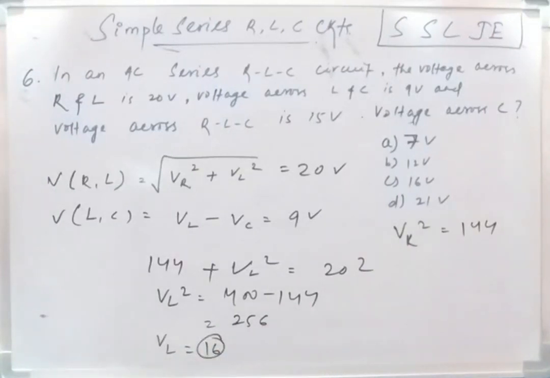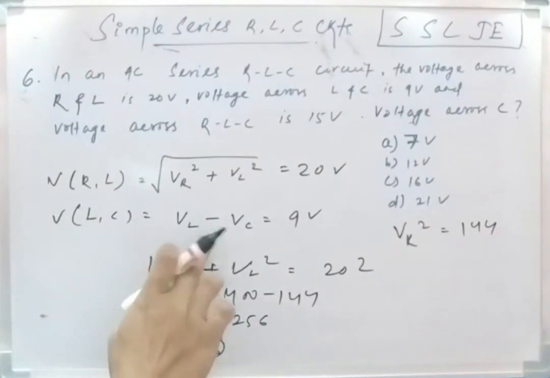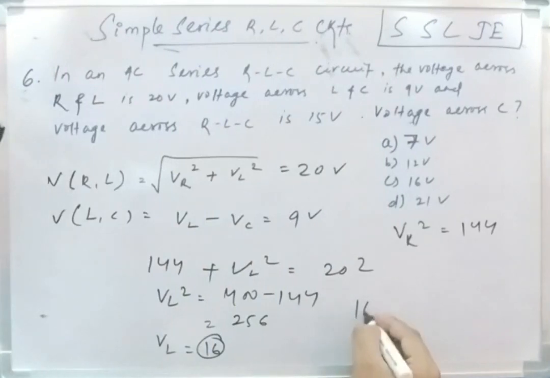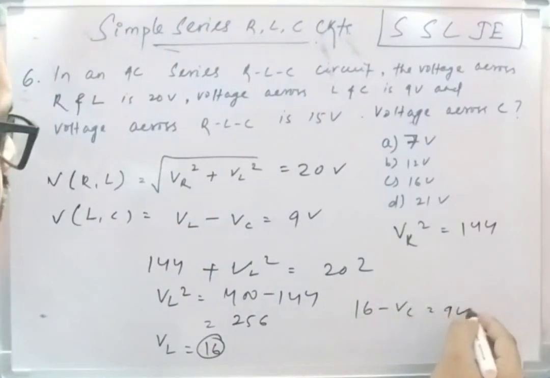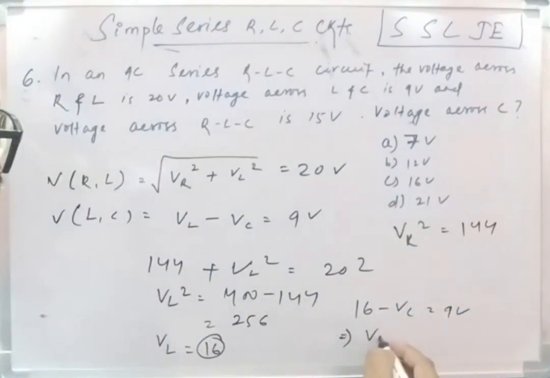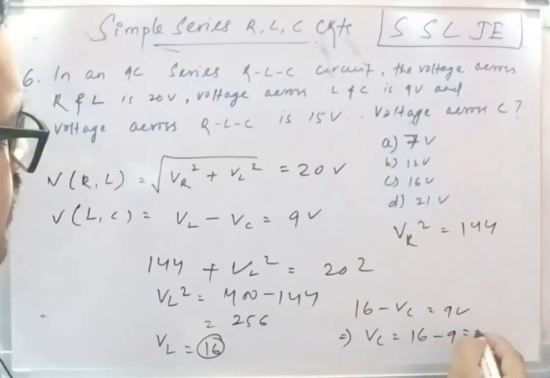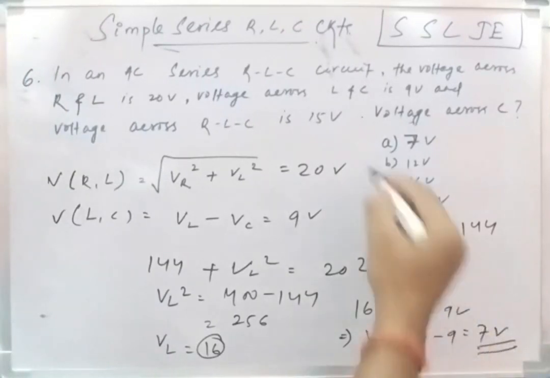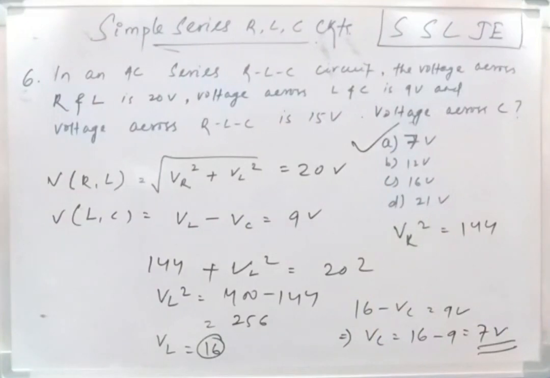So you got 16. Now just put VL in this equation. So 16 minus VC equals 9 volt, and VC will be 16 minus 9, 7 volt. So the answer is option A, 7 volt.